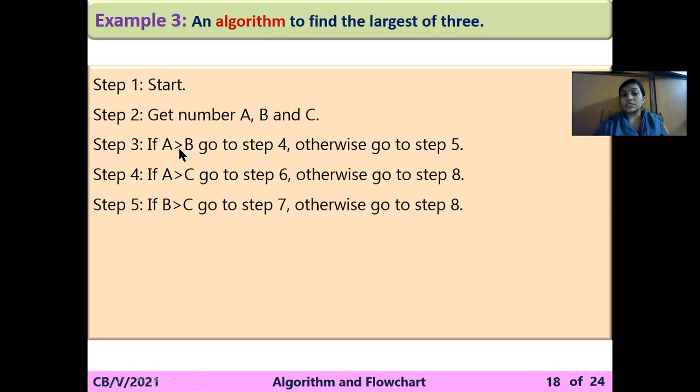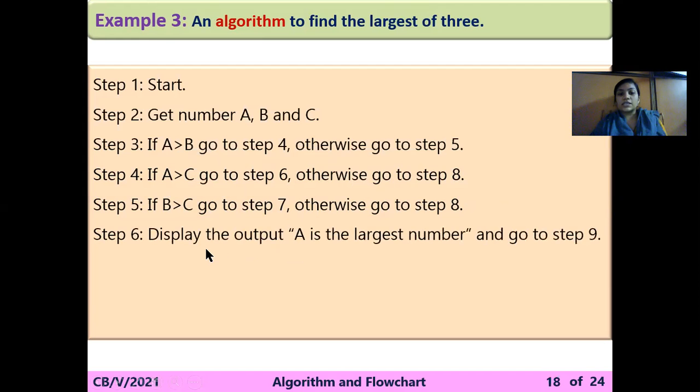But if this condition is right, अगर ये condition right होती है, for example, I am taking A equals to 8 and B equals to 5, means this condition is right. A is greater than C, so go to Step 6. Otherwise, go to 8. So what will be Step 6? Display A as the output: A is the larger number, and go to 9.